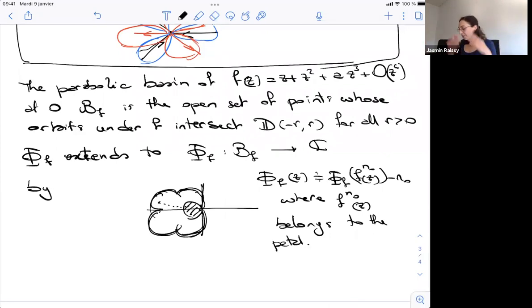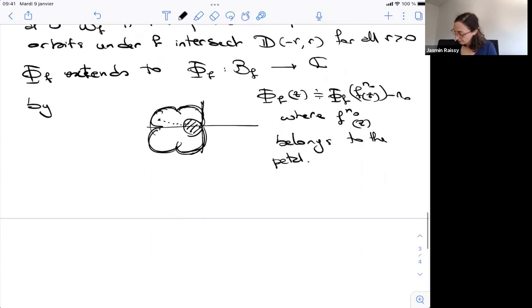So once I get in here, you can do a lot of things. You could also ask, how do you prove that they exist? How do you construct this Fatou coordinate? But for what I will do afterwards, I will need to know what is the asymptotics of this coordinate.